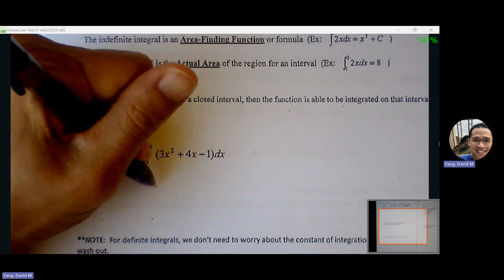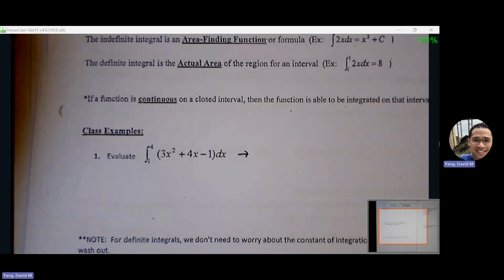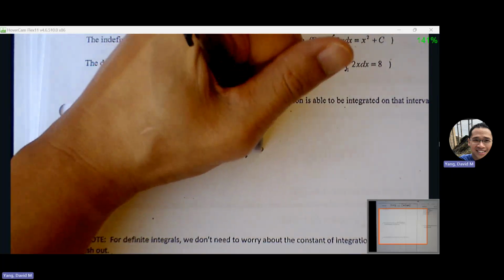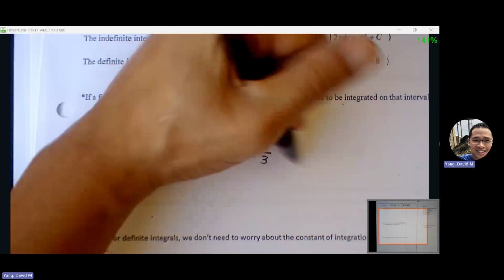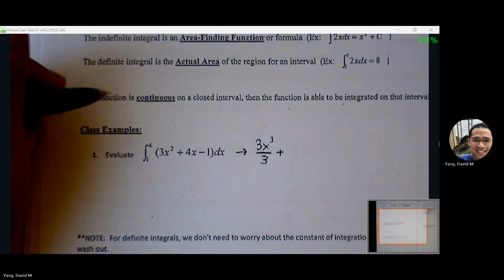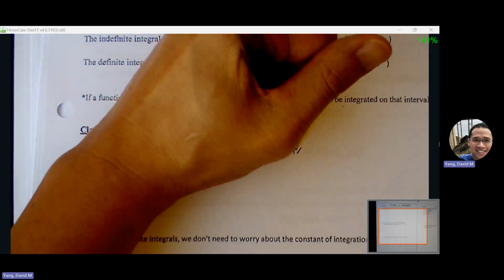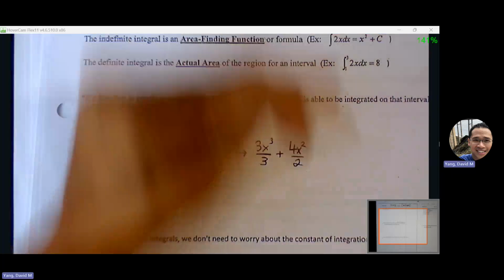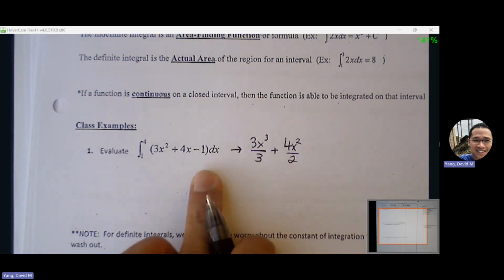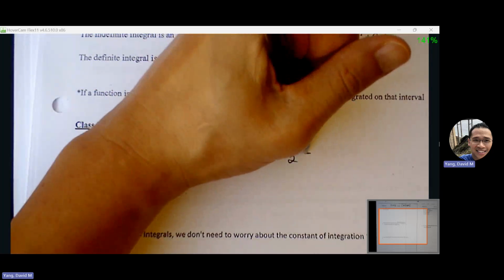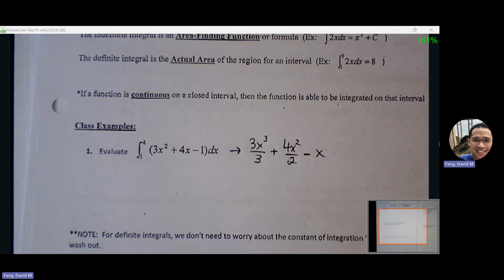And what does that get us here? 3x squared becomes x cubed. We add 1 to the exponent and divide by that exponent, plus 2x squared. I'm doing this step before you guys. I'll clean this up later. Minus 1 becomes minus x.